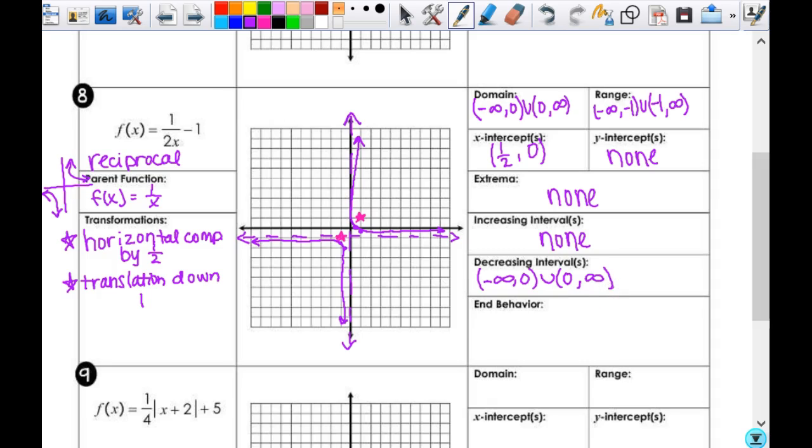Perfect. So then for our end behavior, as x approaches infinity, what is f of x doing? It's approaching... not negative infinity. Negative 1, perfect. Because x is going to infinity and it's getting closer and closer to this negative 1 asymptote. Does that make sense? So then, as x approaches negative infinity, what is f of x doing? Negative 1 as well. Perfect.